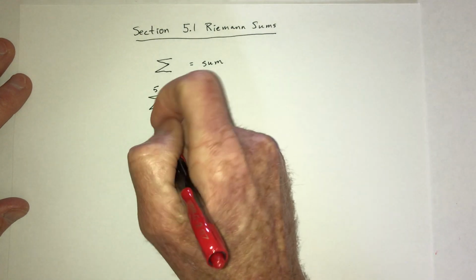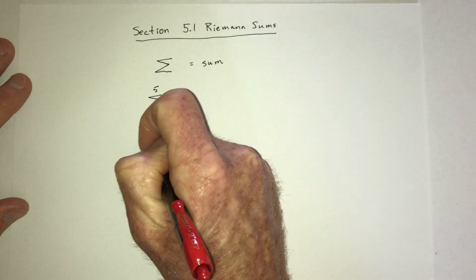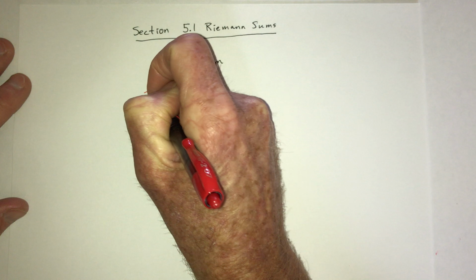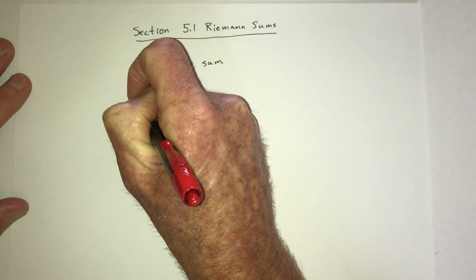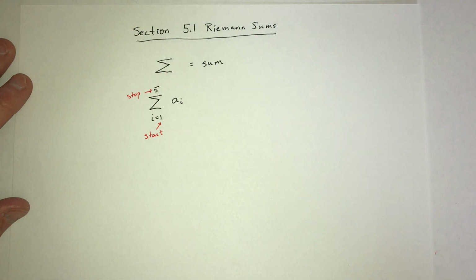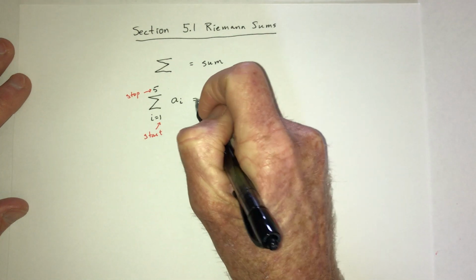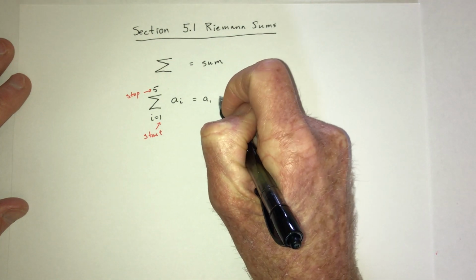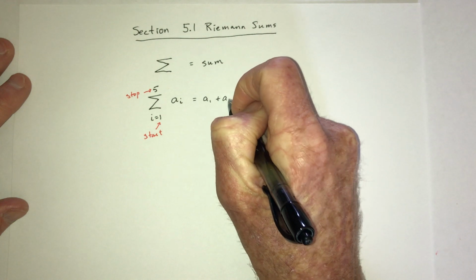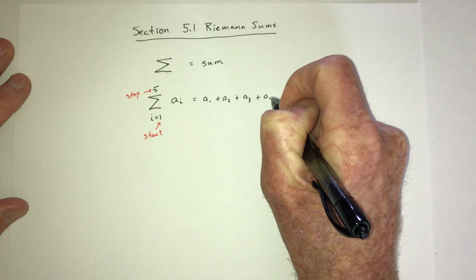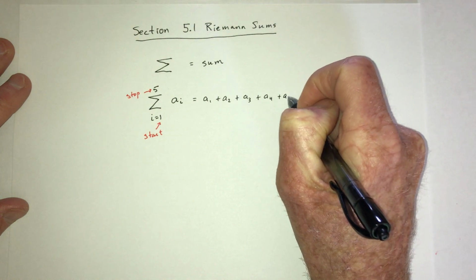So this is where you start. It doesn't always start with 1, but 1's a good place to start today. And then this is where you stop. So this symbol right here, or these symbols in black, means take A1, whatever that number is, and A2 and A3, A4 and A5, and add them up.